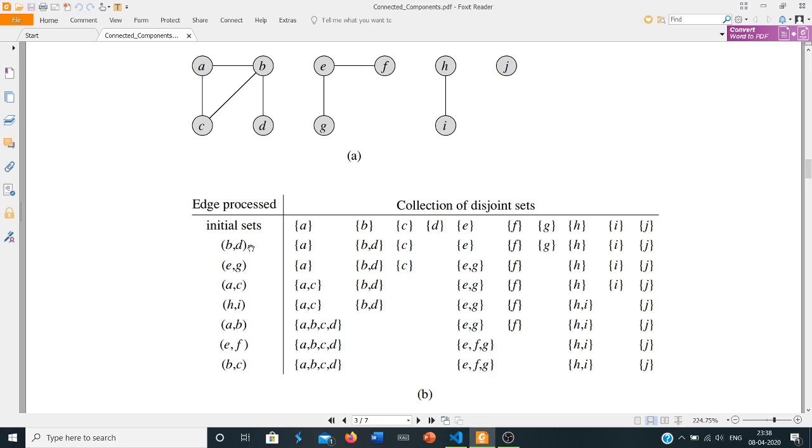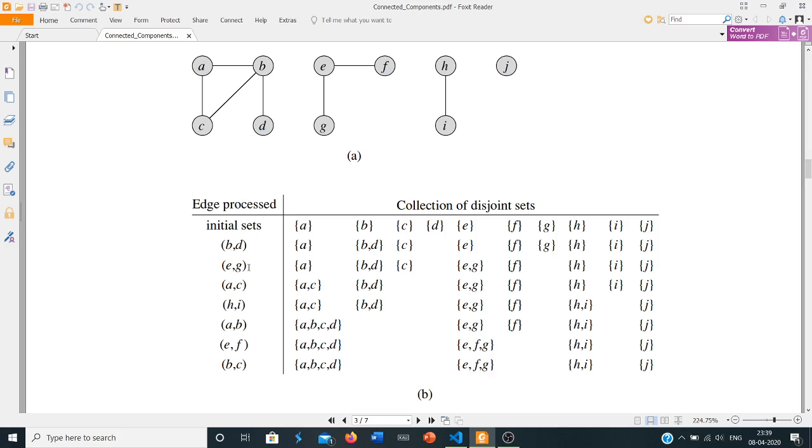Let's have a look. The very first edge that we come across right now is the edge BD. This is the edge that we are talking about. Originally, B and D were vertices which were kept in separate sets. Now, once we traverse this particular edge, we merge these two sets in order to obtain one single set. The remaining 9 sets remain as they are, but B and D are combined to give you one set.